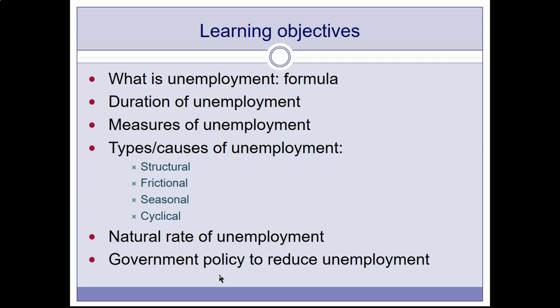Today we will focus on the remaining parts of this particular topic, on the remaining learning objectives. Specifically, we will cover what are the types of unemployment. There are different types, different names for unemployment because unemployment exists for different reasons. Then we will go through a very important concept of natural unemployment rate, and we will finish with the government policy which can be used to reduce unemployment.